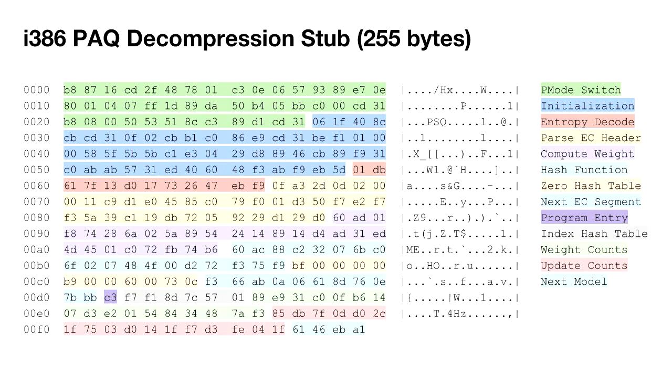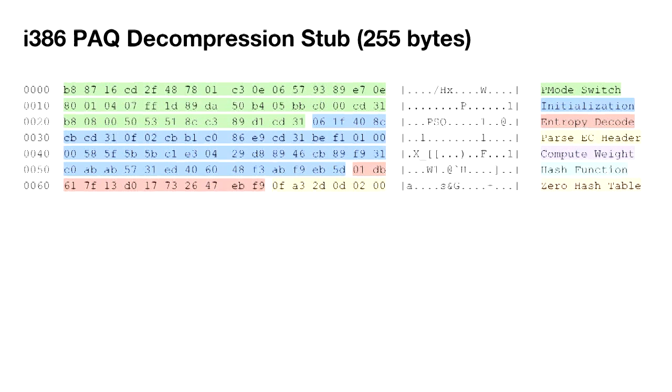So that means that for DOS 4K intros, this is a reasonable amount of the binary to spend on the decompression stub if you can get your payload well above 4 kilobytes. So that's actually an effective use of space.